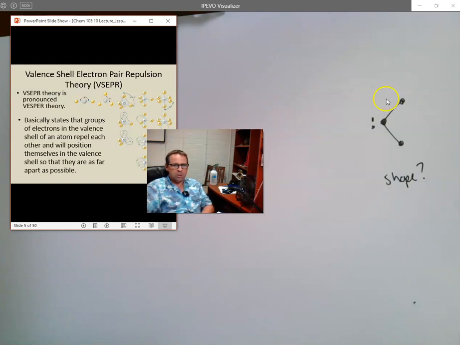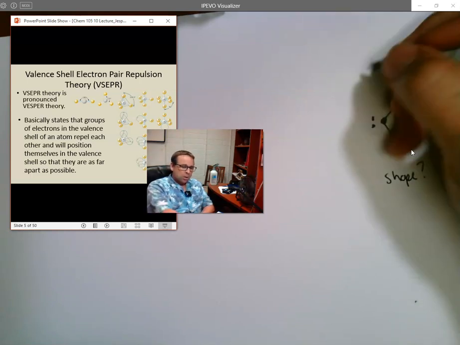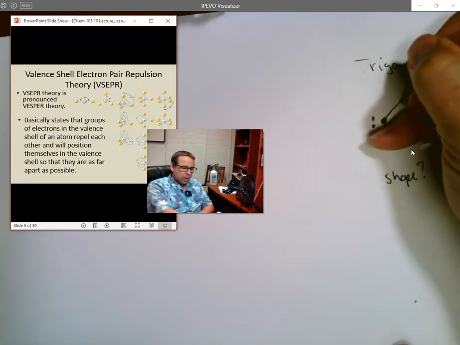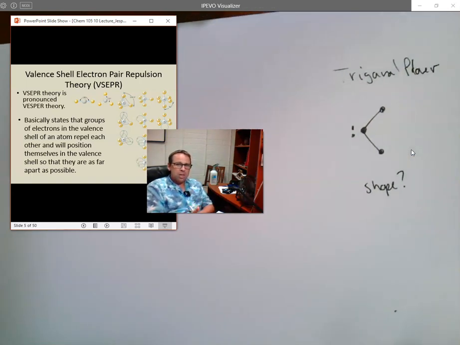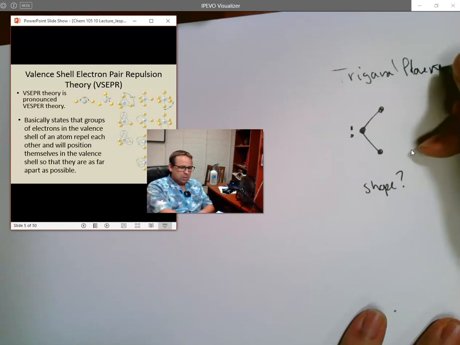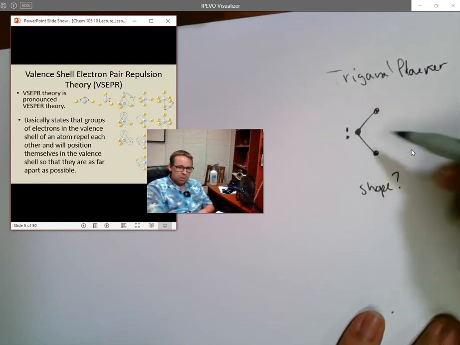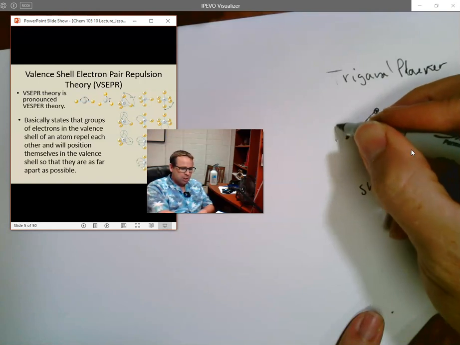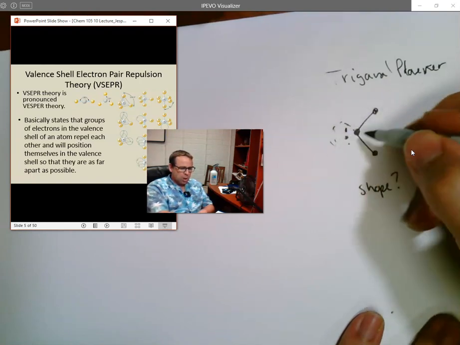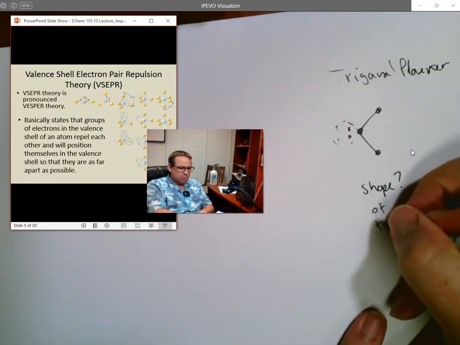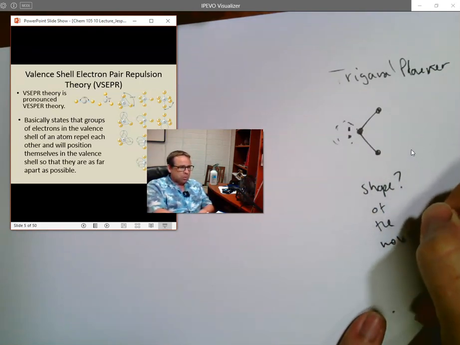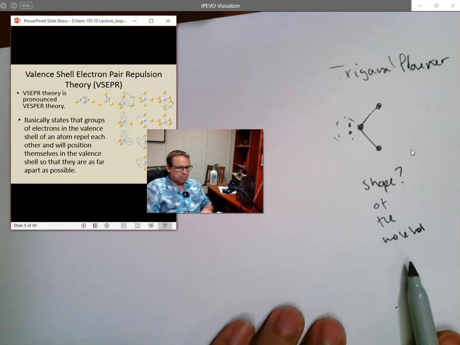What would you call the molecular shape for this compound? Trigonal planar would be the shape, not of the molecule, but of the regions of electron density, because there's 1, 2, 3 regions of electron density. But the shape of the molecule, any ideas, Harry? What do you think the shape of the molecule would be?